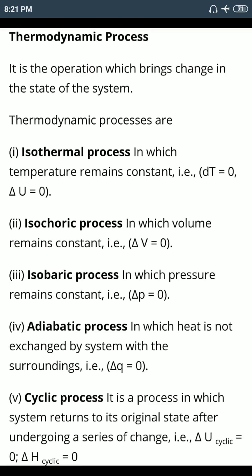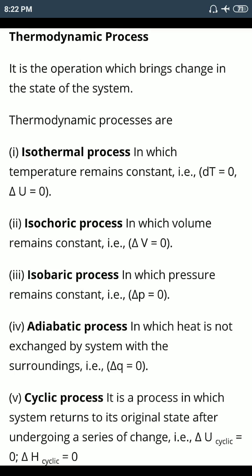Okay, these four are the main processes. Another process is the cyclic process, a process which returns back to its original state after undergoing a series of changes. That is called a cyclic process. A non-cyclic process does not return back to its initial or original state. A reversible process will reverse back. An irreversible process does not reverse back to its original state.